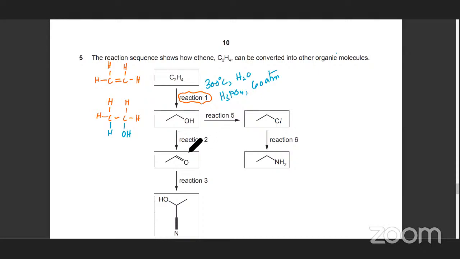As a second one, he's not asking for the name, although that's kind of easy because it's an alcohol, primary alcohol turning into an aldehyde. So this is oxidation that's happening. And you have to stop at the aldehyde.